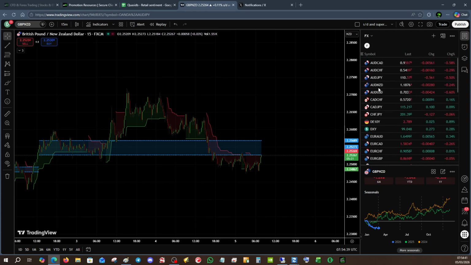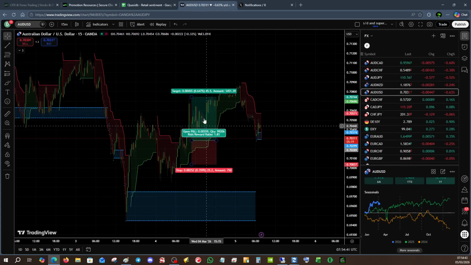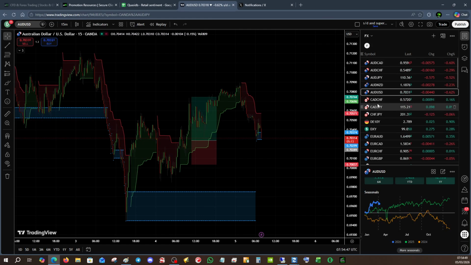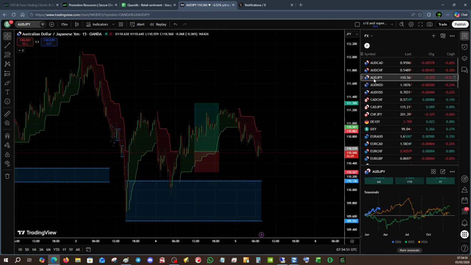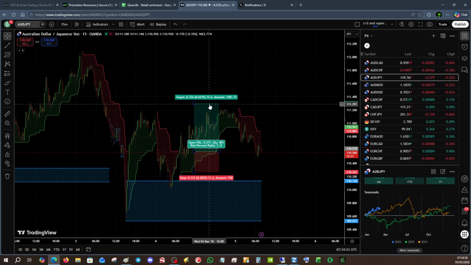Now let's look at AUDUSD, and we hit the take profit. So we had a 1.81R, which is good. Okay, that's really cool. Let's look at Aussie yen, and that's probably going to be SL. Oh no, we didn't quite TP. Basically, we're back to where we were.